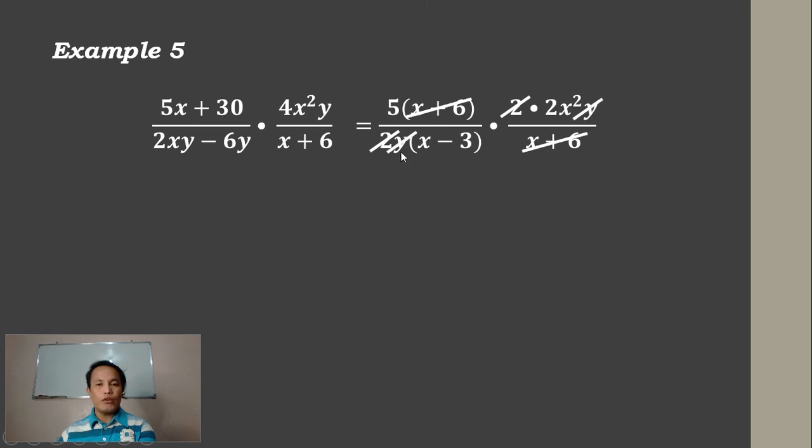So cancel out y. What remains in the numerator is 5 and 2x squared. So we multiply 5 times 2x squared, that is 10x squared. Then for the denominator, we have x minus 3, so we copy x minus 3. Since there are no common factors anymore, we consider this one as our final answer.